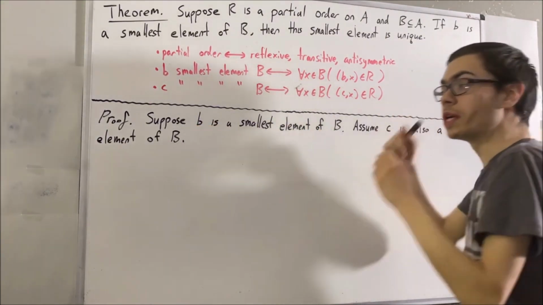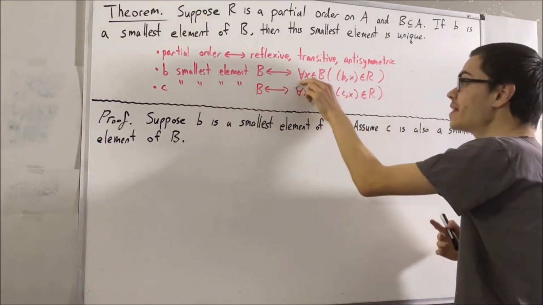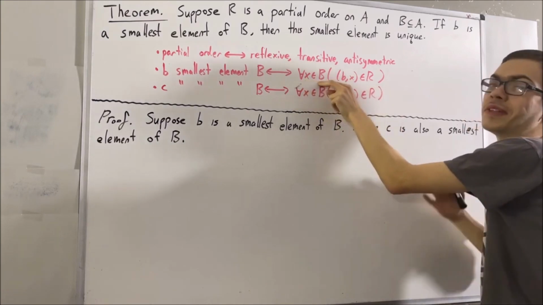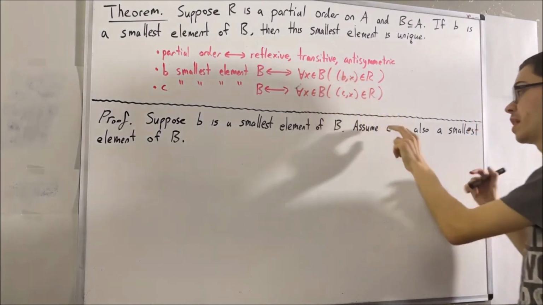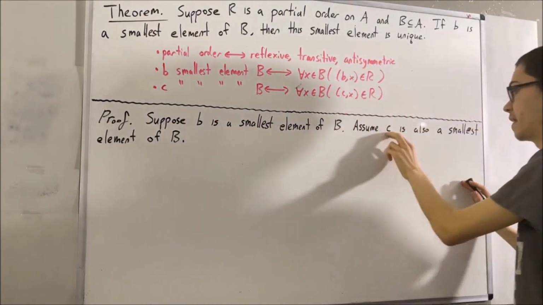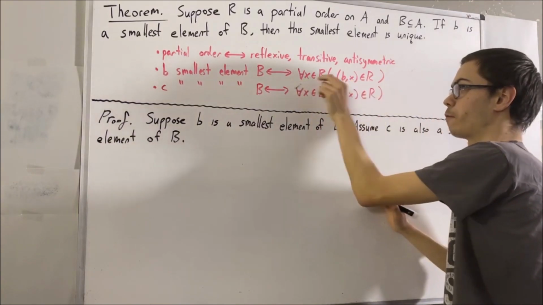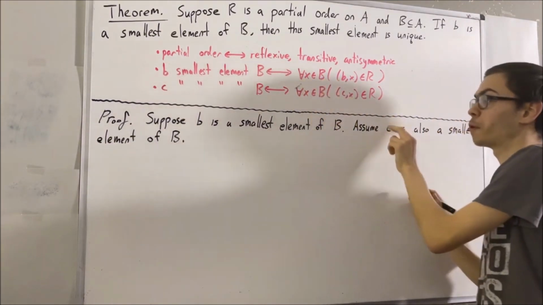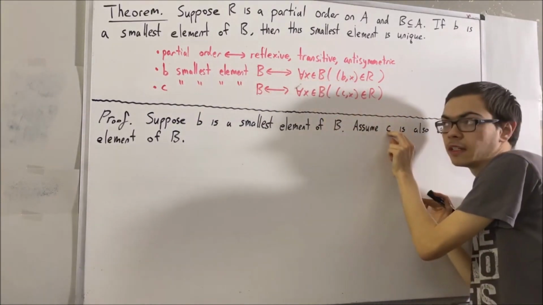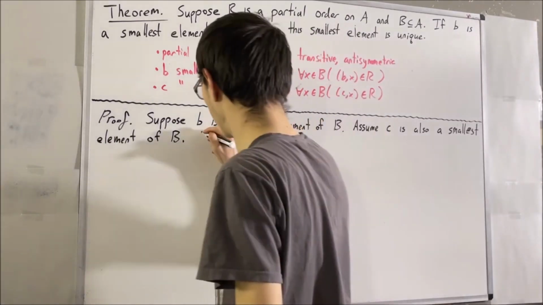To start, we know that b is a smallest element of B, which means that this statement is true. And this statement works for every element in B. Now, because c is a smallest element of B, clearly that means c is an element of B. So since this statement works for every element in B, it must work for little c. So we can take x and replace it with c, and we get that (b, c) is an element of R.